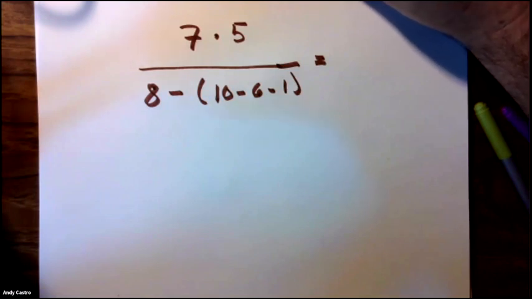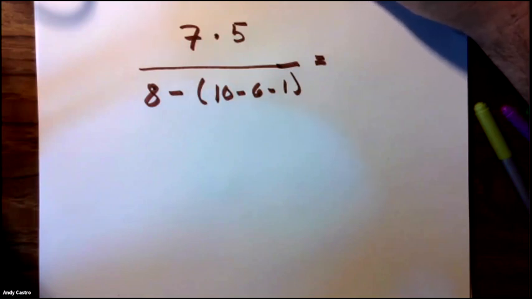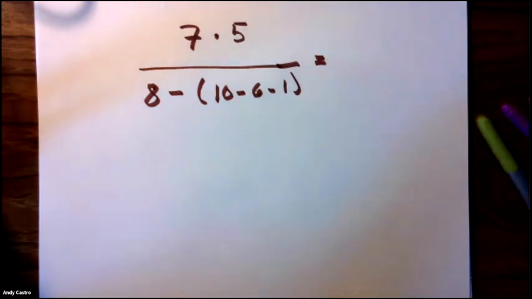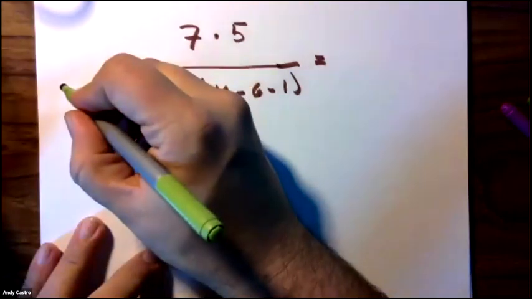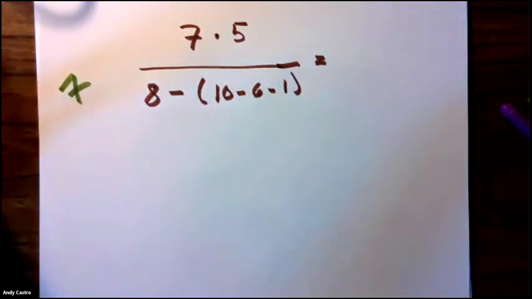All right, I've got one person. That's correct. Got another one. That's correct. The answer to this one is 7.